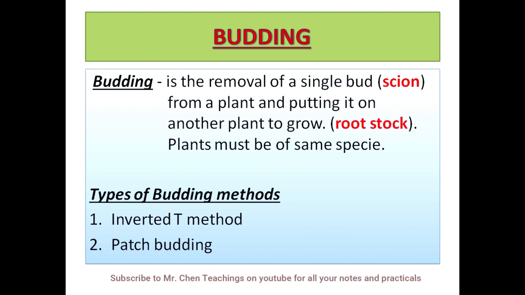Alright, so let's move to budding. Budding is the removal of a single bud. Now that bud that you remove from a plant is called your scion, and you put it on another plant to grow. The second plant that you put it on is called your rootstock, or for short, you can say stock. Alright, so the plants must be of the same species. With this method, those two plants must be of the same species.